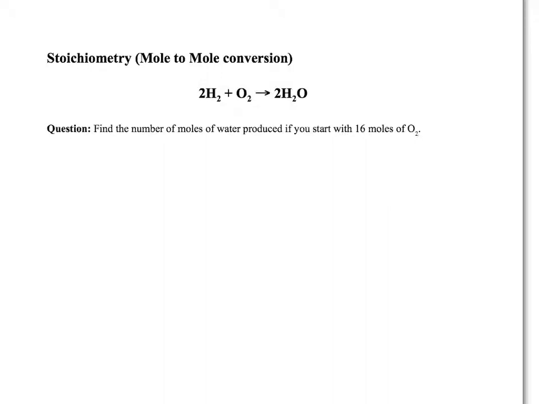In this problem, we'll be using stoichiometry to find the number of moles of water produced if you start with 16 moles of oxygen. Now we can do this two ways, and I'll show you one way and then I'll show you the other. The first way is by using fractions and using ratios.